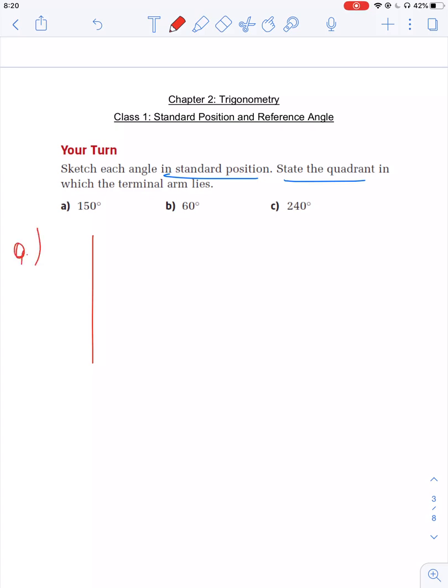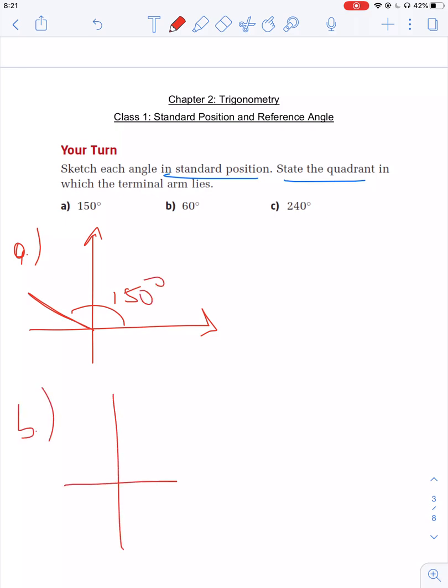So this is question A. Let's do it exactly the way I did those questions. You don't have to put the X and Y, I guess, but if you want to, you could. So 180 is here, so 150 is 30 less, so something like this. Okay, so this is your 150-degree angle.